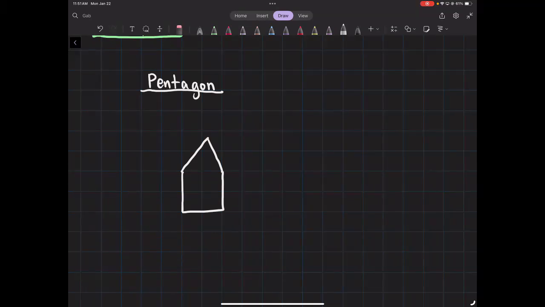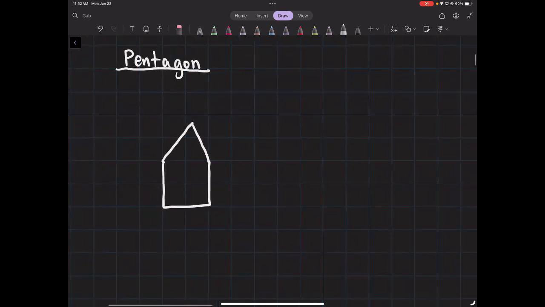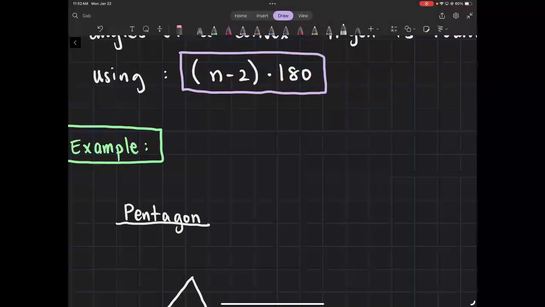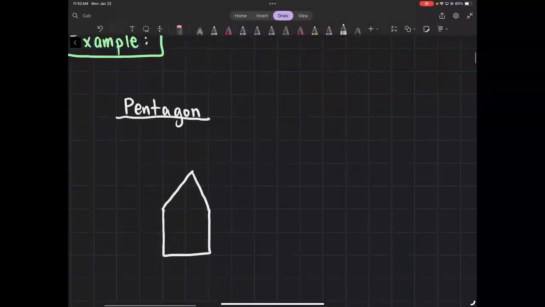Honestly, I think this is the most important part of the lesson today, okay? So, please listen very carefully. You guys got the pentagon? Alright, over here, your little formula that's a part of your theorem, you see n, right? N stands for the number of sides, okay? So, maybe just define that. N is equal to number of sides.